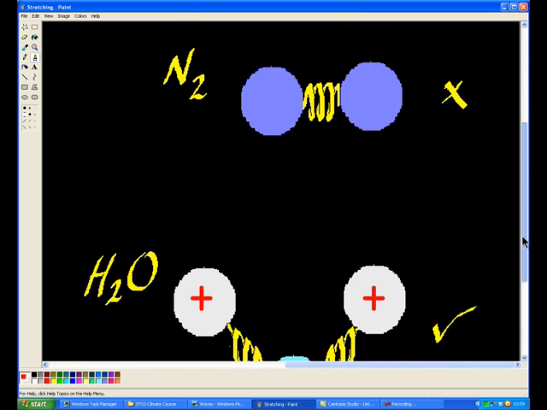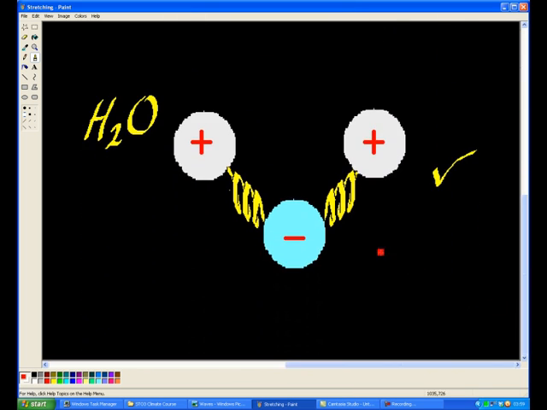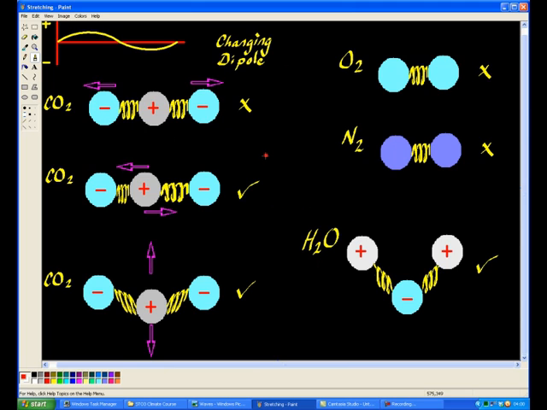Okay, let's now have a look at water. If you look at water, the molecules are sort of in this shape, and so it's already got a dipole moment. At the bottom of the molecule it's negative, and the top of the molecule is positive. So no matter how it vibrates or turns or twists, it's going to be creating infrared radiation or absorbing infrared radiation. So yes, water is infrared active.